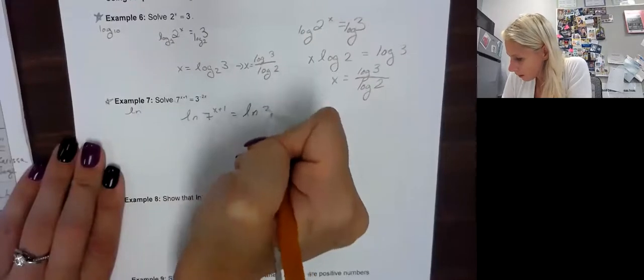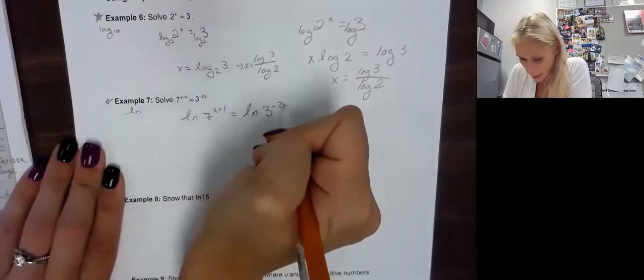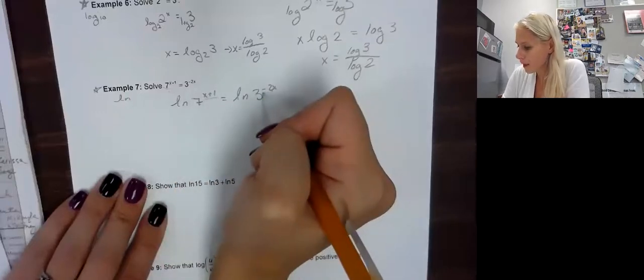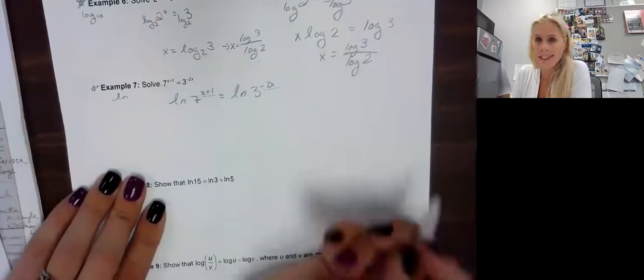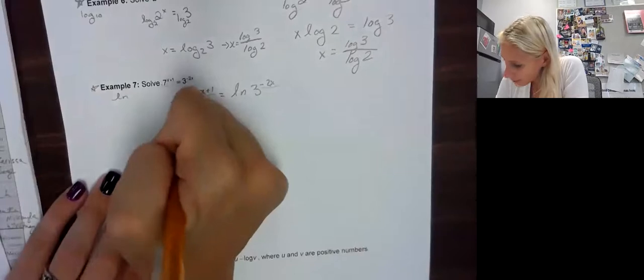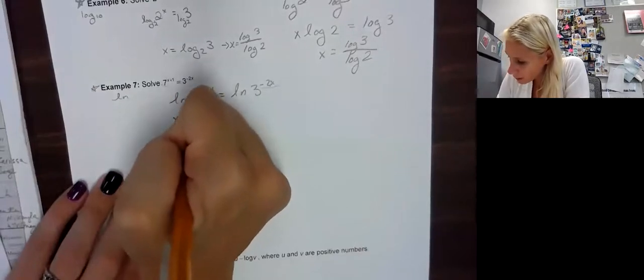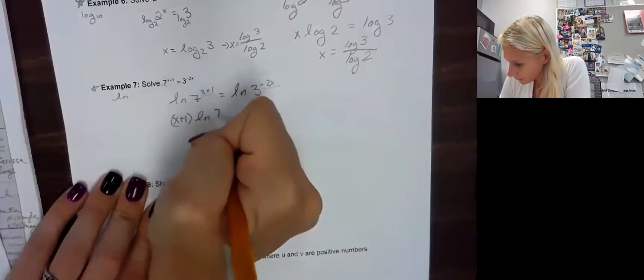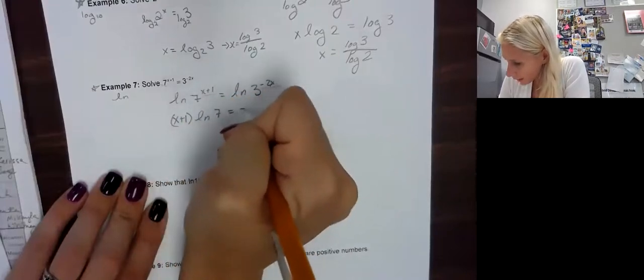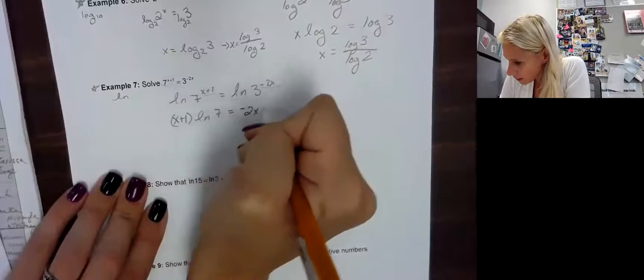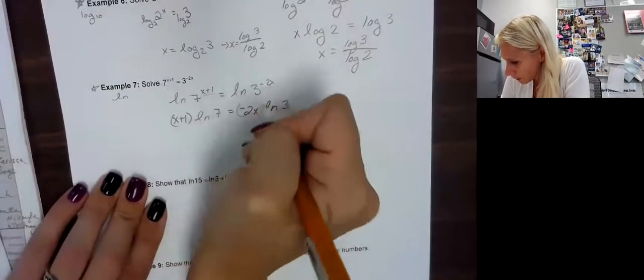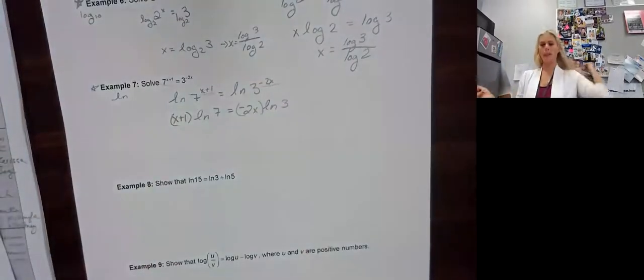ln 3 to the negative 2x. Now what does that do? This is our exponent. Where can that exponent go? Well, it can go out in front. So we have (x plus 1) times ln of 7 equals negative 2x times ln of 3. I'm going to put parentheses so you don't think it's a multiplication.